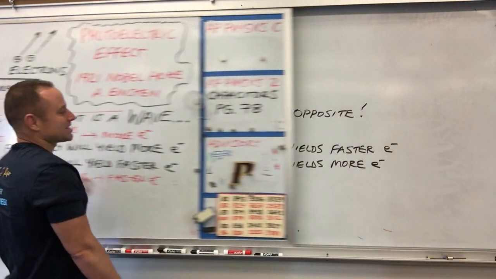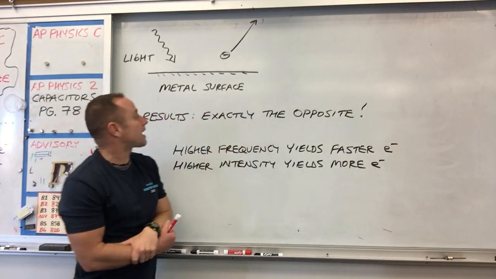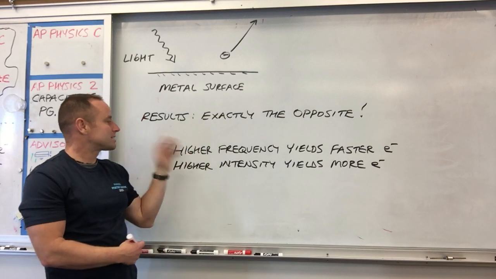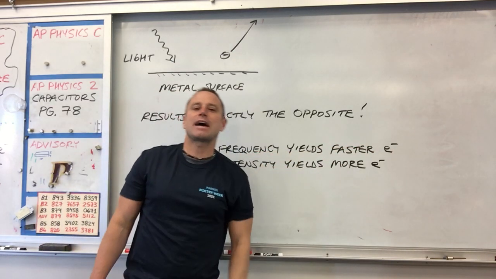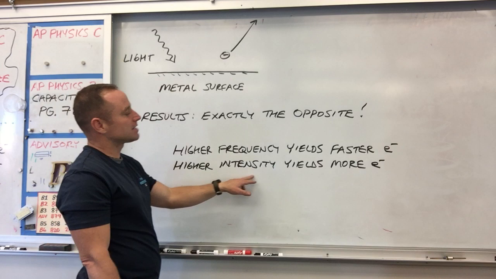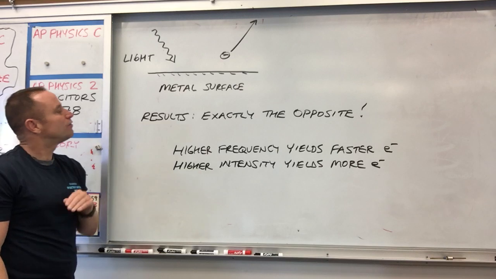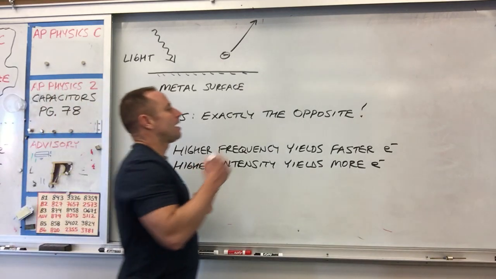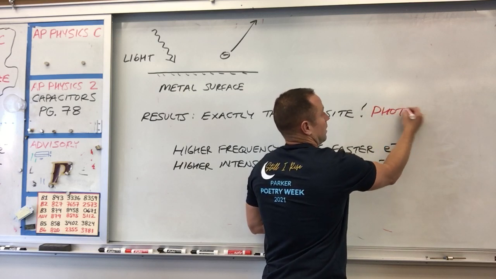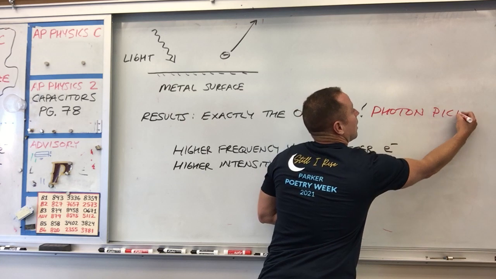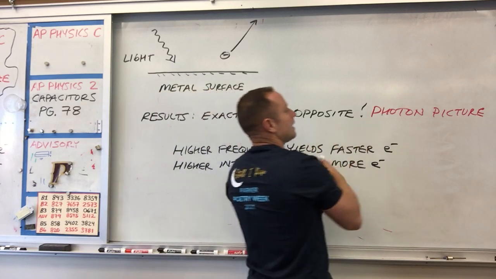Well, we wouldn't be talking about this if it weren't a big surprise. When they did this, the results of the experiment were exactly the opposite. What they found was dead opposite. In fact, higher frequency, instead of yielding more electrons, actually yielded faster electrons. And turning up the intensity or the brightness gave more electrons. Well, what's happening here is that instead of a wave picture of light, this is necessitating a photon picture of light, or thinking of light as coming in bunches.